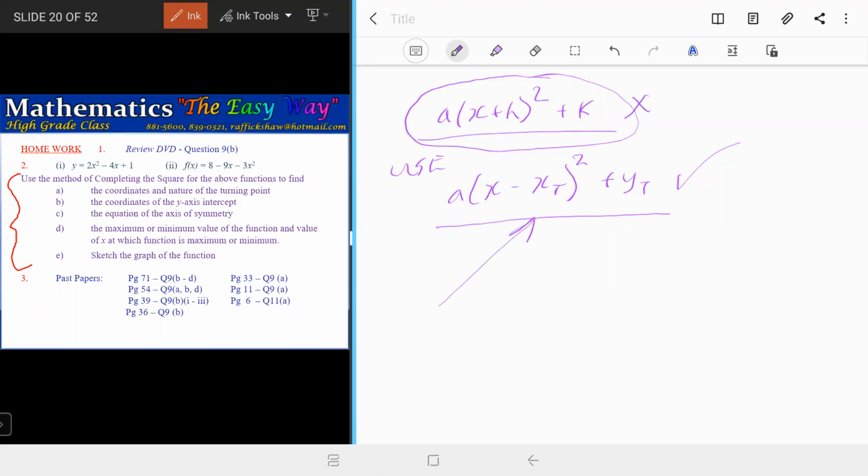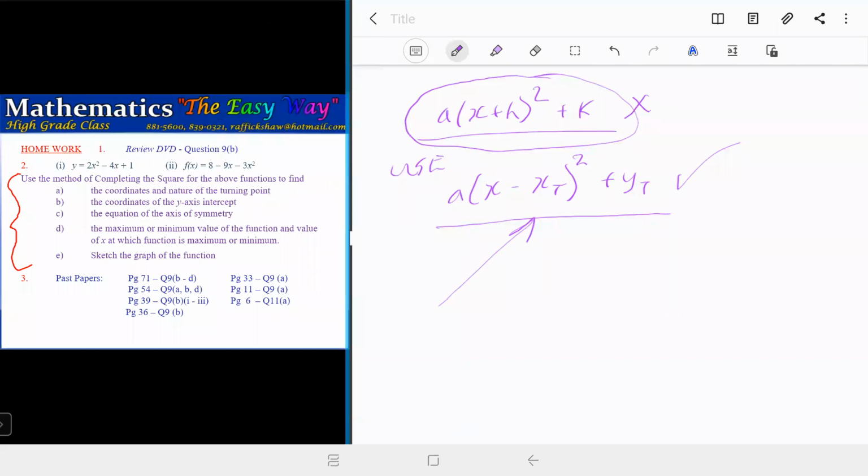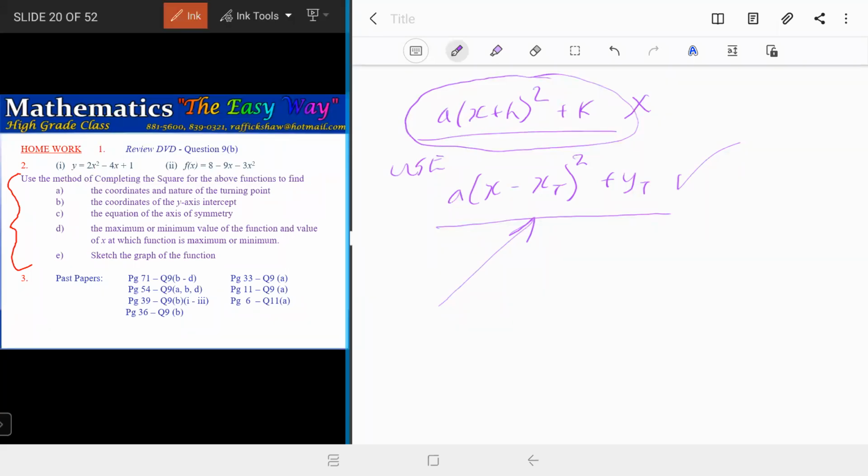Now, after we complete the square, remember, completing the square really is assisting us to find where the turning point is. That's why the second part is asking us to state or find the coordinates and the nature of the turning point. Nature means, as I said, maximum or minimum. So it's asking us for the coordinates of the stationary point, or the turning point. Sometimes I say stationary point because that's a term we use at a higher level. Stationary point and turning point are the same thing.